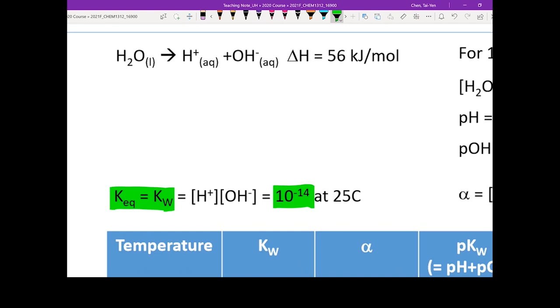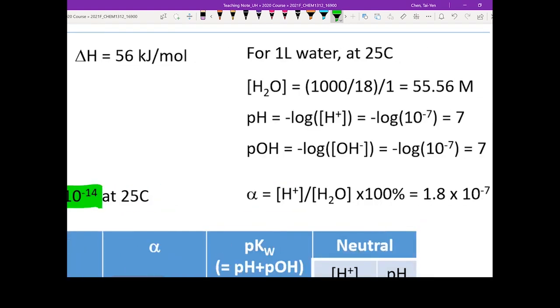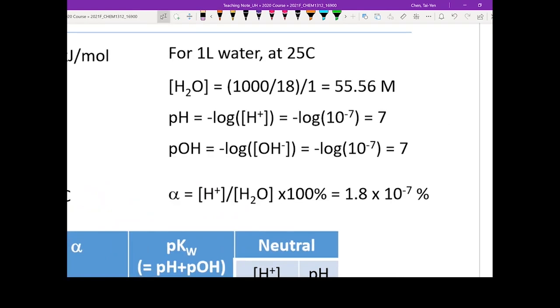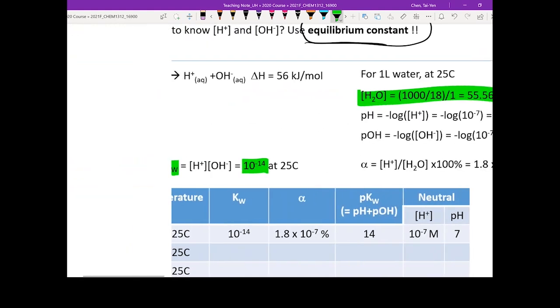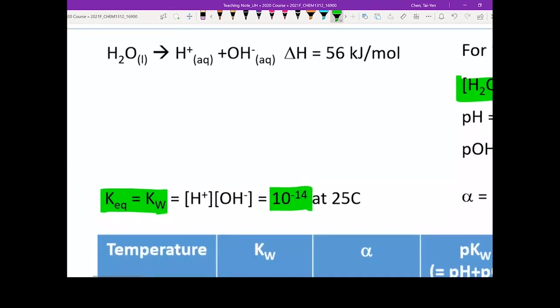So what is the concentration of water? That's what I wrote here. That is the concentration of water. It's actually very high in concentration. Then we are going to use our ICE table to find the concentration of my proton and the hydroxide. Because the K is so small, we assume everything exists in the reactant form. So the concentration is 55.56, assuming it hasn't dissociated.